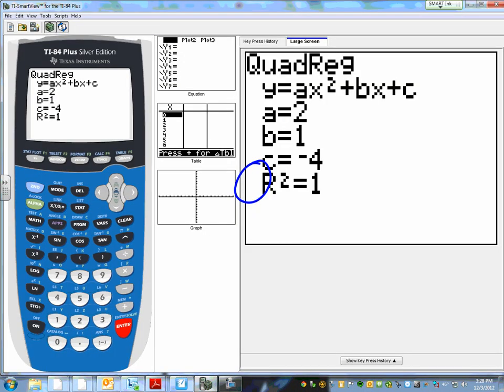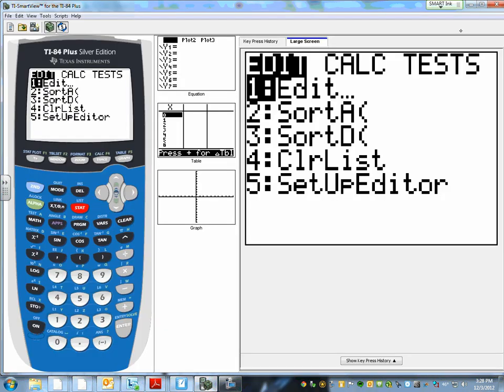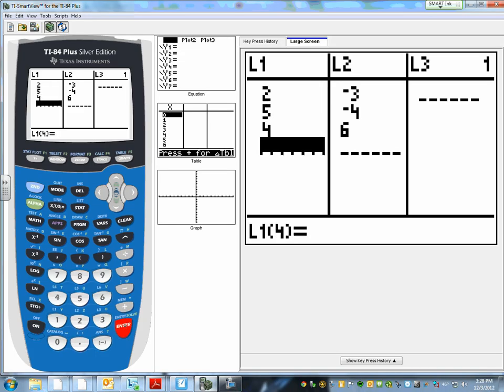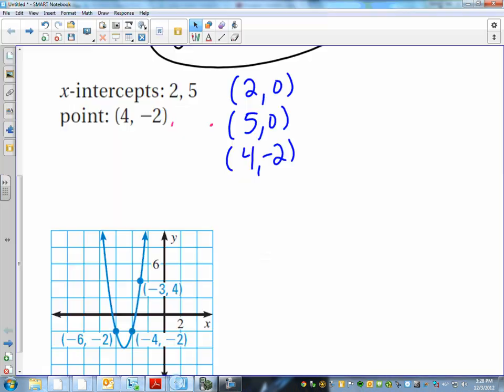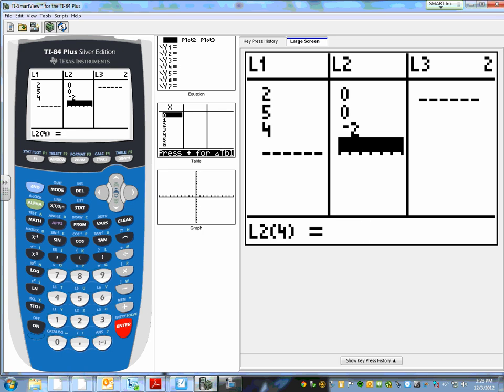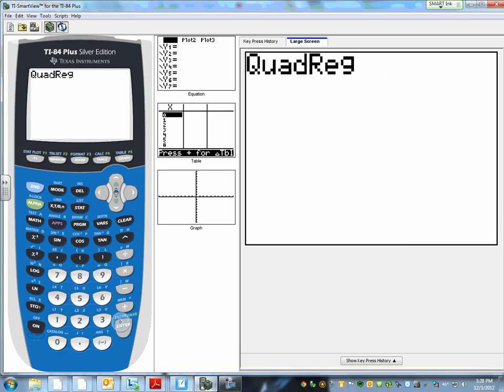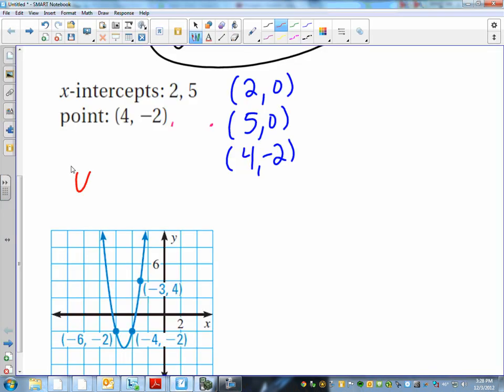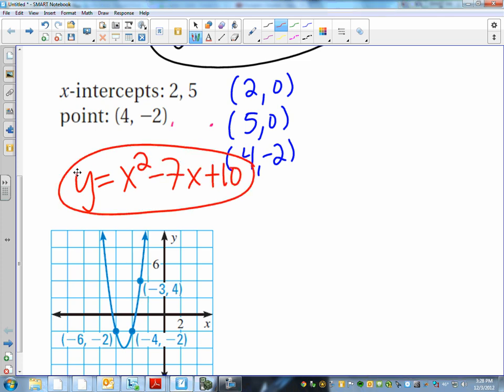So we're going to go in here. We're going to go to stat. We're going to go to edit. And then we're going to change these so they fit. And I already forgot what they were. 2, 5, 4. We go over to our y's. We can change those. 0, 0, -2. Again, stat, calc, number 5. Boom. 1, -7, and 10. So again, here's our answer. Yay! Okay, so that's our equation for this one.